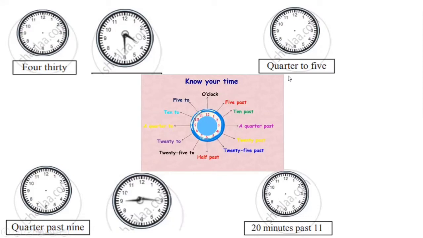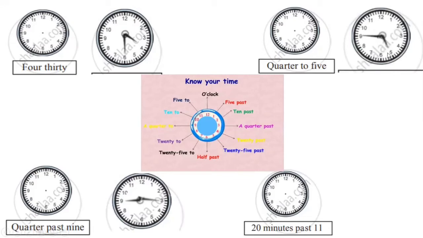Moving to the next example, we have quarter to 5. Quarter to is over here. That means your minute hand should be on 9 and your hour hand should be on 5. So this should be your answer.